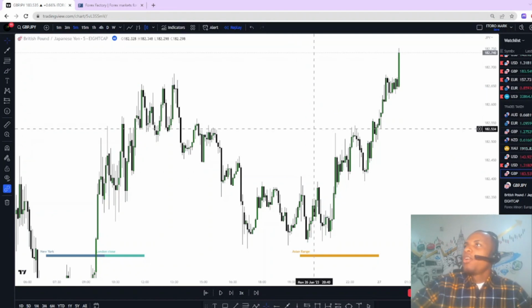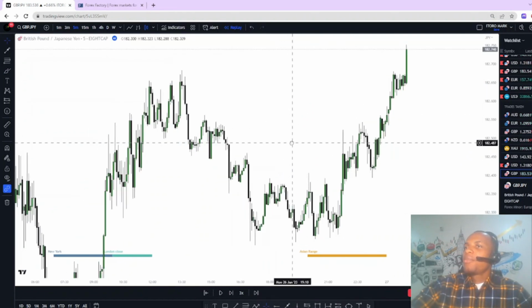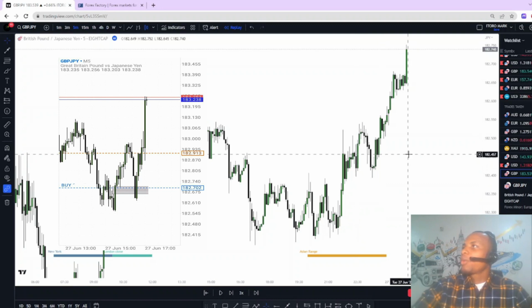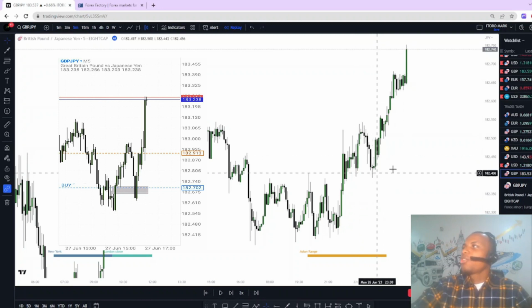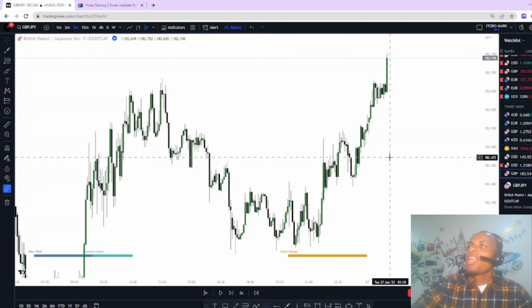All right, so we are on GBP JPY. Now this example is obviously the trade setup that I took today. So this is, you can see it here on the screen. It's the trade setup I took on GBP JPY. I didn't just cherry pick it because I wanted to show you how perfect it's working. It's working every day in the market.